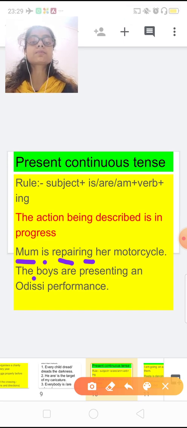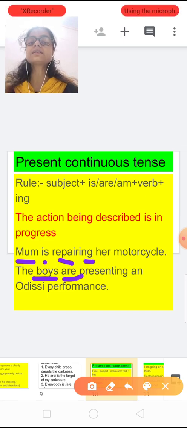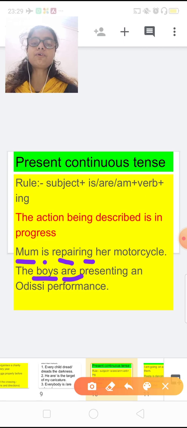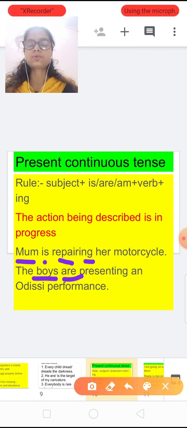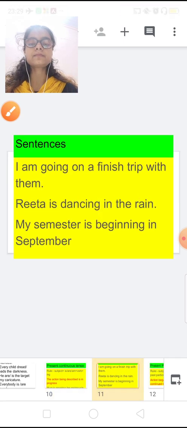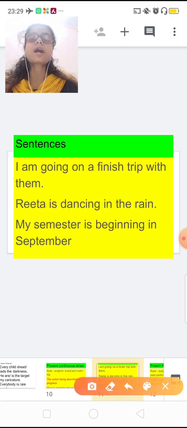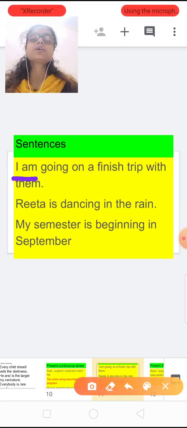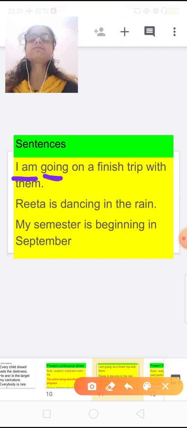Now the boys are plural, so with plural we use are. Present is a verb, so presenting, and you see performance. Okay. Now the next is I. So with I we use am. Go is the verb, ing form going, on a finished trip with them.